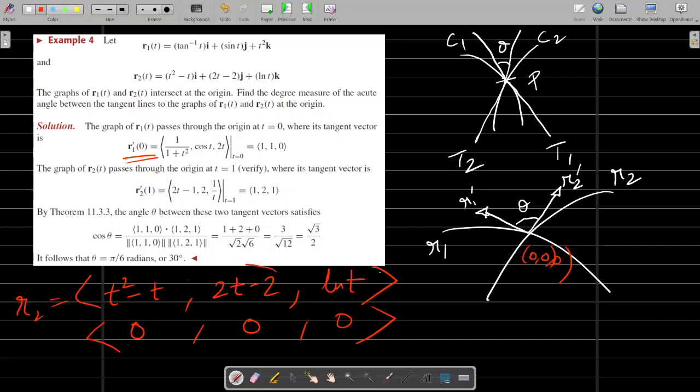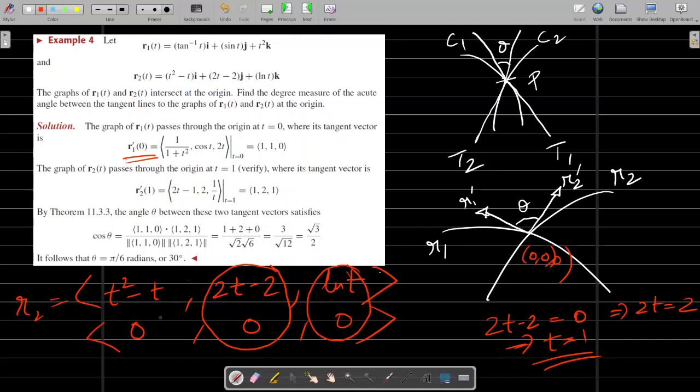Now for the simplest case, let's take this value. So 2t minus 2 equal to 0 implies t equal to 1. So when t equal to 1, the graph of that function will pass through the origin. Similarly, let's check that same value. When t equal to 1, log 1 equal to 0. So log t equal to 0 implies t equal to 1.